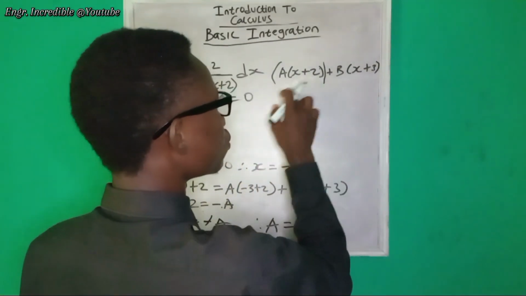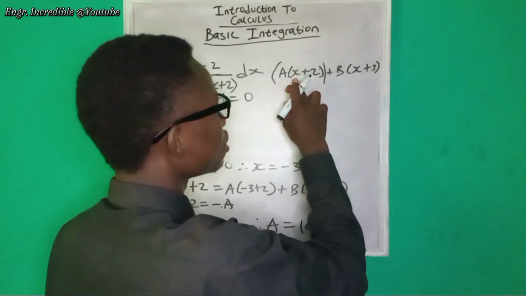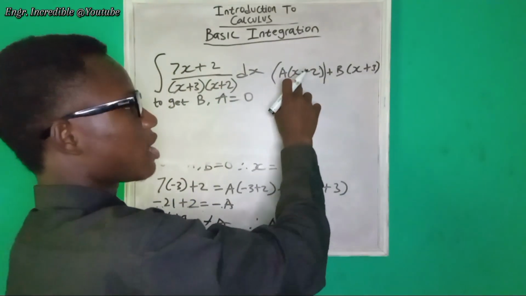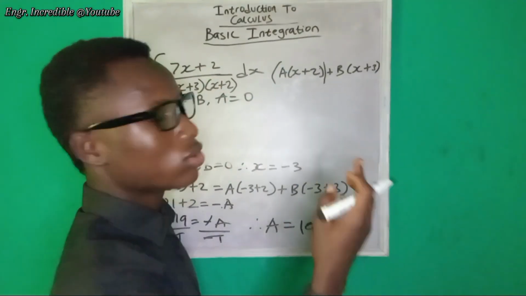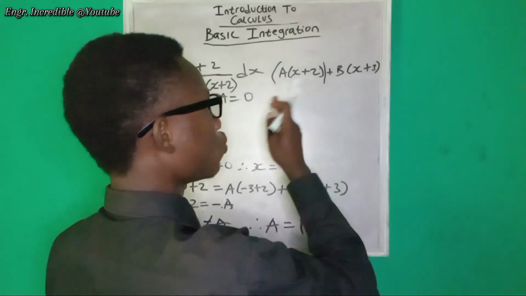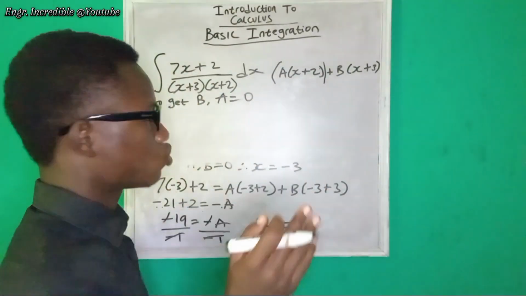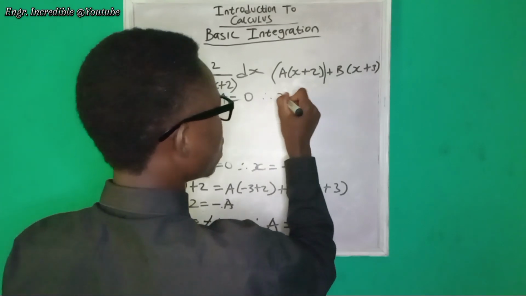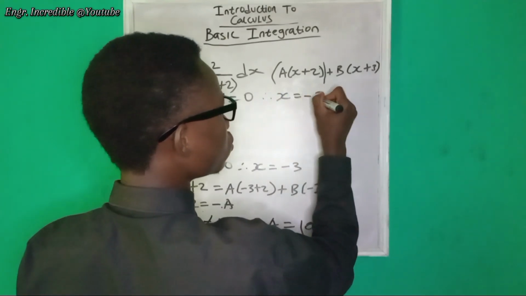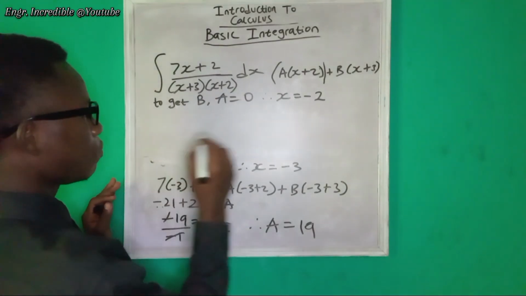And for this to be equal to 0, which value can we make x that will make this whole place 0? That is -2, because -2 + 2 is equal to 0, and 0 times A is equal to 0. So we know our value for x will be equal to -2. So if A will be equal to 0, therefore x is equal to -2. Then we put it into our equation.